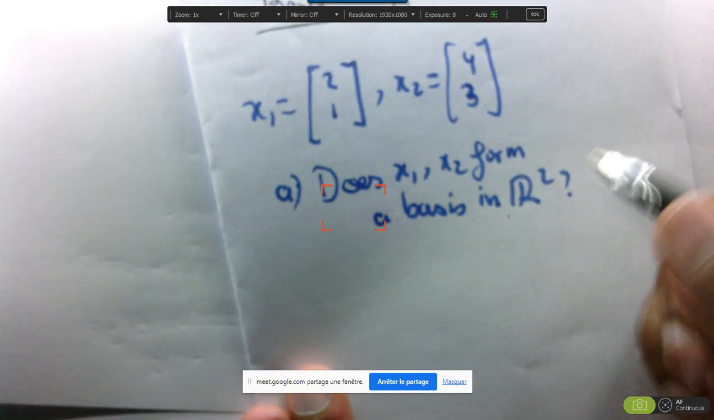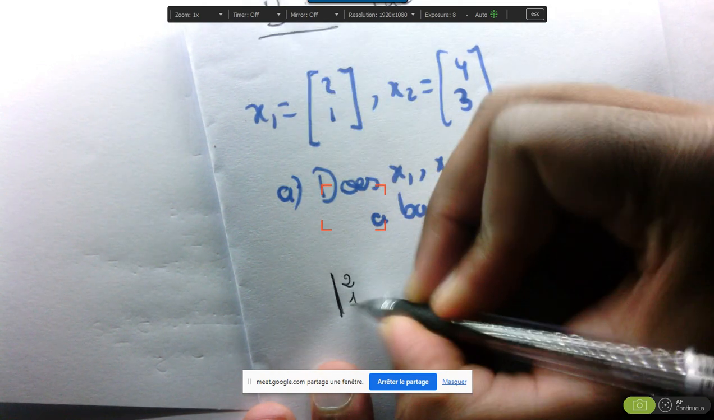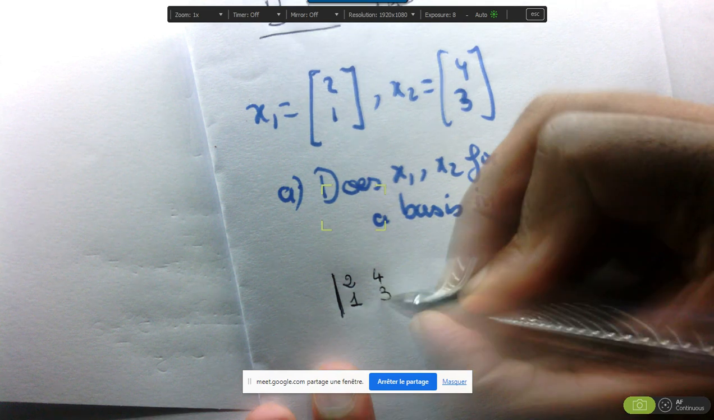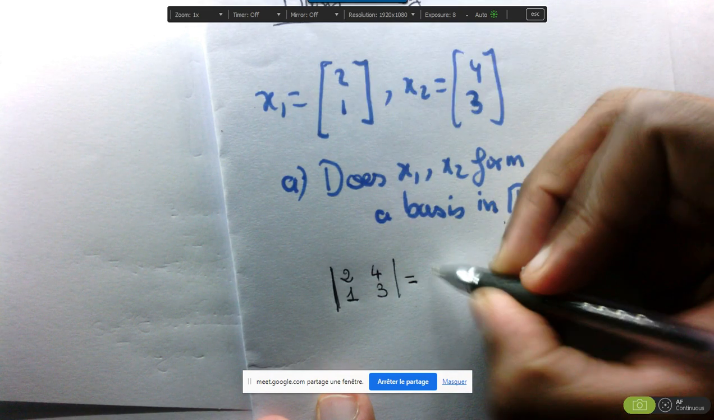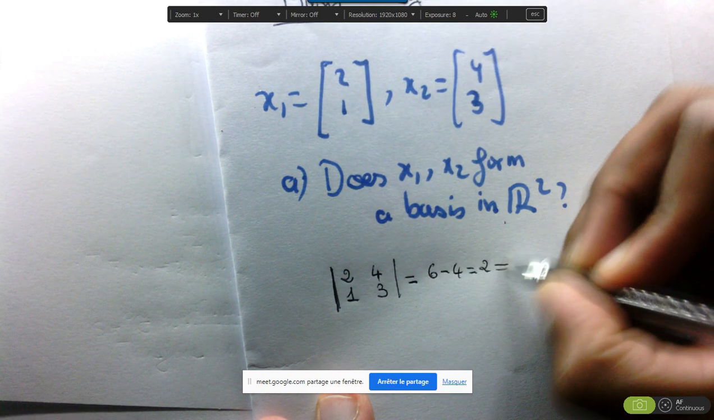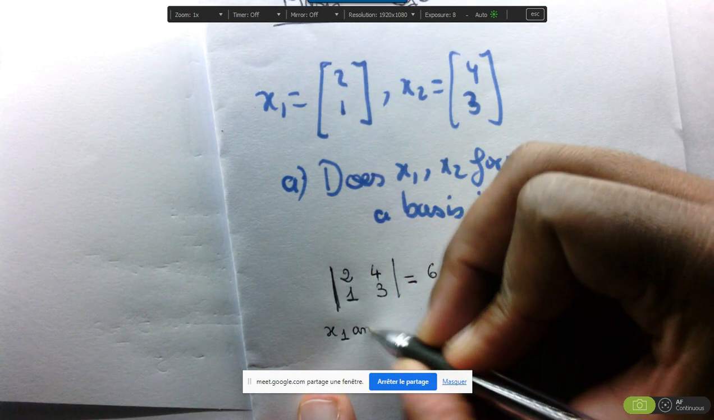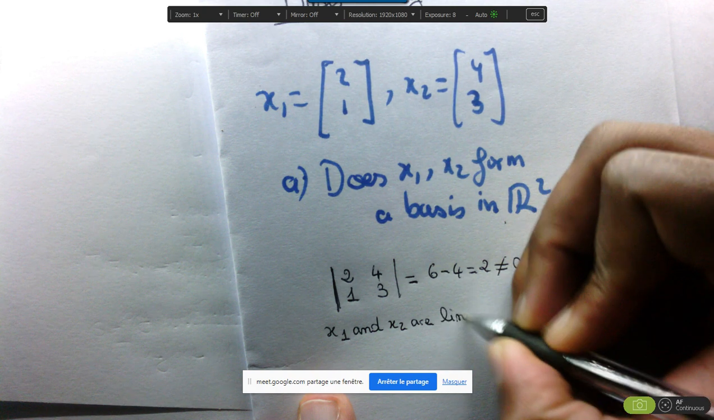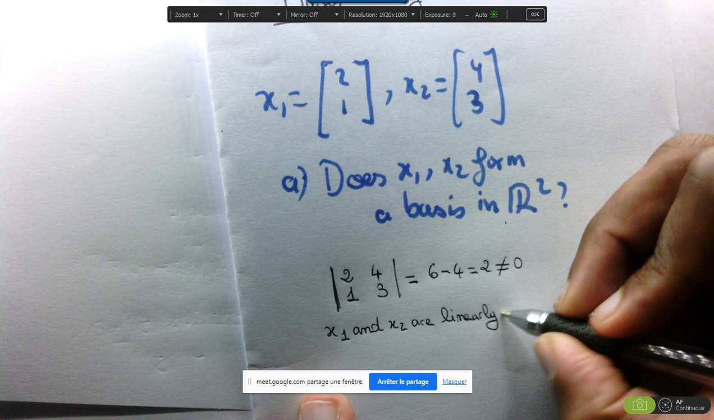That's the first condition. So I'm going to calculate the determinant of the matrix formed by these two vectors. The determinant that I have will be 6 minus 4, which is equal to 2, which is not equal to 0. So that means that x1 and x2 are linearly independent.